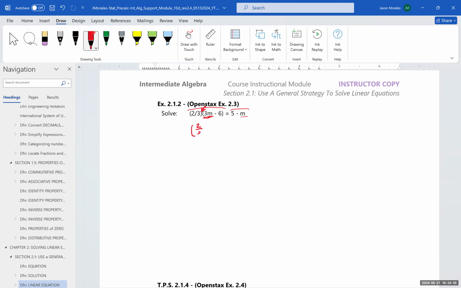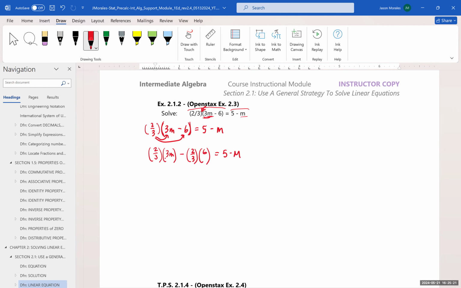So we've got 2/3 times (3m minus 6) is equal to 5 minus m. Okay, so what we can do is use the distributive property in order to get rid of these parentheses. So we're going to have 2/3 times 3m minus 2/3 times 6. That's equal to 5 minus m.